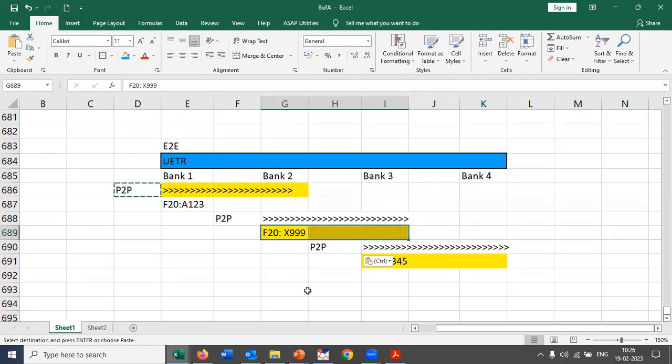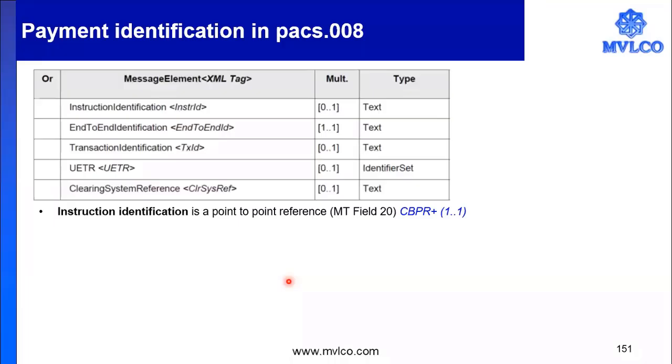When it comes to MX, ISO MX CBPR Plus, I got one point-to-point identifier, and that is instruction identification. Instruction identification is a point-to-point reference similar to MT field 20 in my MX messages. When it comes to CBPR Plus, it is mandatory to have the point-to-point identification in your PACS 008. But when it comes to end-to-end identification, in MT, I had only UETR as the end-to-end identifier. Here, I got 3 end-to-end identifiers. First one is end-to-end identification. Second is transaction identification. The third is UETR.